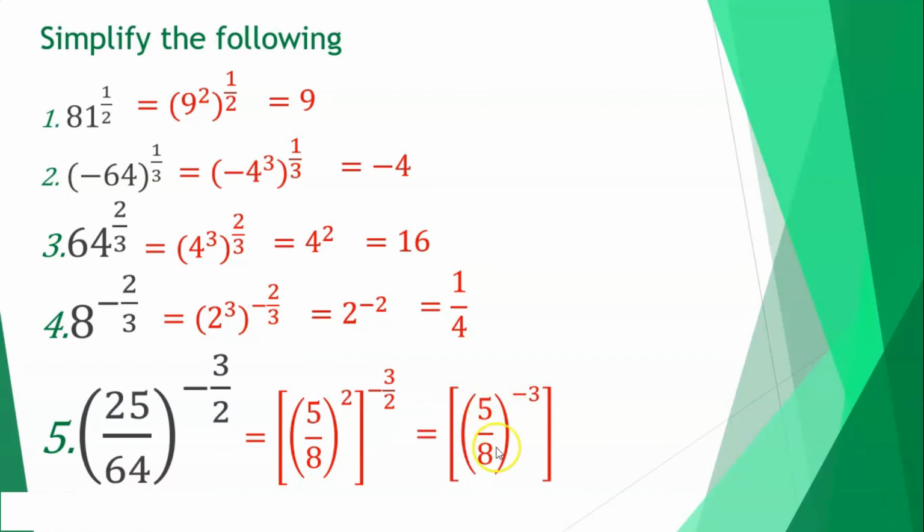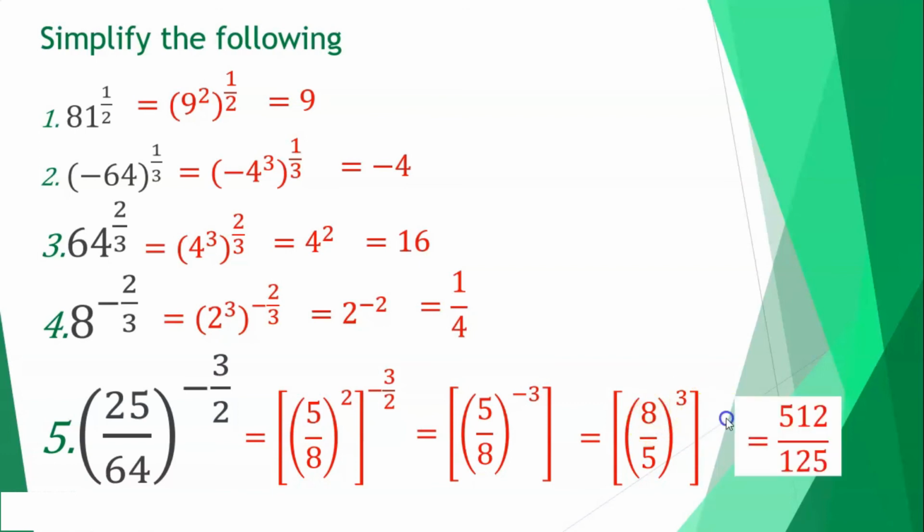So that would become 5 over 8 to the power of negative 3, in which the exponent here is negative, so we will simply reverse the base. So that would become 8 over 5, then make the exponent positive. Take note, 8 cubed is 512, and 5 cubed is 125. That's how you are going to do it.